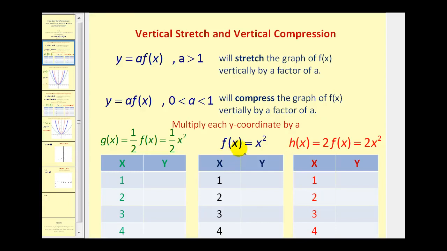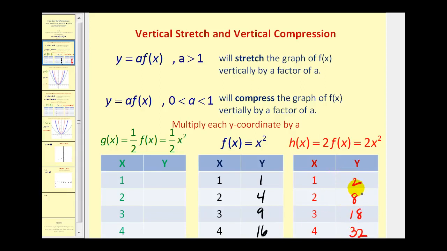So let's compare f(x) to 1/2 times f(x) and 2 times f(x) by completing t-tables. So for f(x) = x squared, to find y, we'll just square x. So we'd have 1 squared, 2 squared, 3 squared, and 4 squared. Let's first take a look at 2 times f(x), which would be 2 times x squared. Well, if this is x squared and we want to find 2x squared, we can just multiply 2 times these y values. So we'd have 2 times 1, 2 times 4, 2 times 9, and 2 times 16.